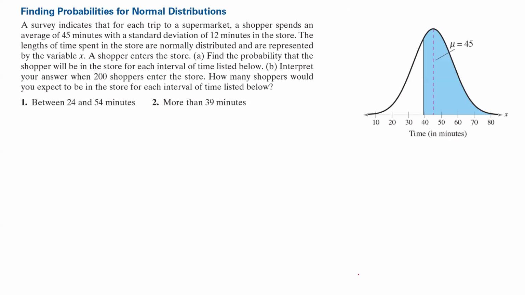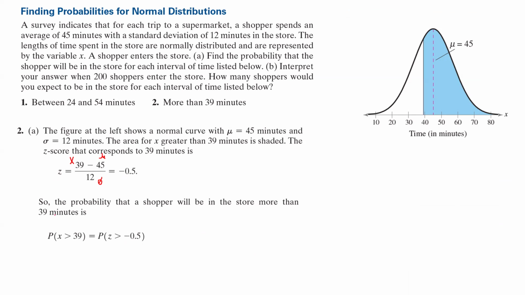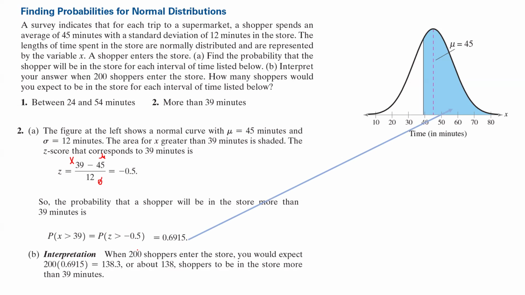Now, if I ask you to find the probability that X is more than 39 minutes, you have the option to convert it into Z. You have your X minus mean divided by standard deviation, which gives you negative 0.5, or you can keep it as X. The probability that X is more than 39 minutes is the same as the probability that Z is more than negative 0.5, which is going to be 69.15%, which is basically the area to the right-hand side of 39. And if you multiply that by 200 shoppers, you get 138 shoppers to be in the store more than 39 minutes.